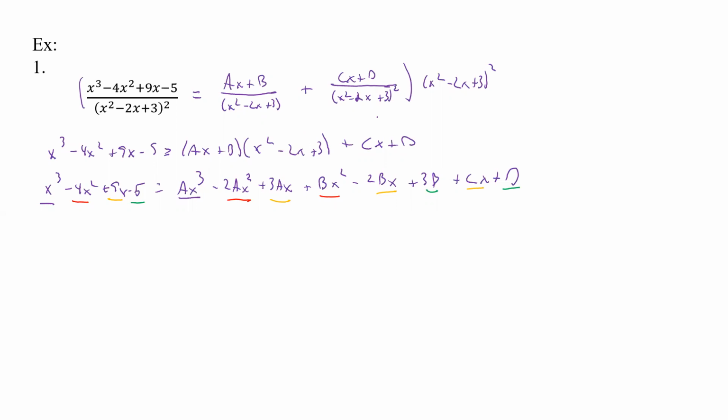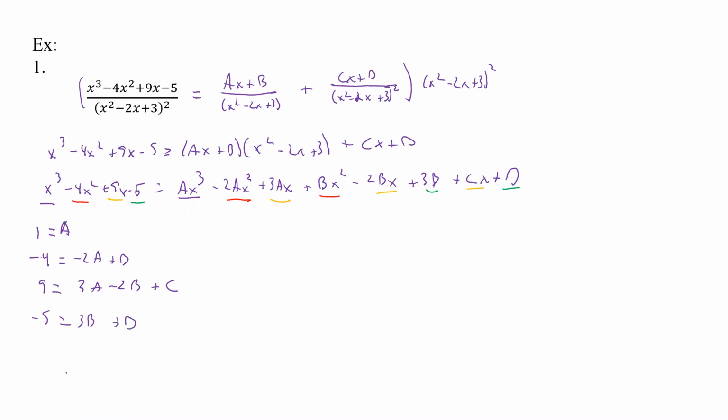Our equations now are going to be: 1 equals A, and that's it, so we're done there. What about the next one? We have minus 4 equals minus 2A plus B, so we can get B pretty easily. Then we have 9 equals 3A minus 2B plus C. And then we have minus 5 equals minus 3B plus D.